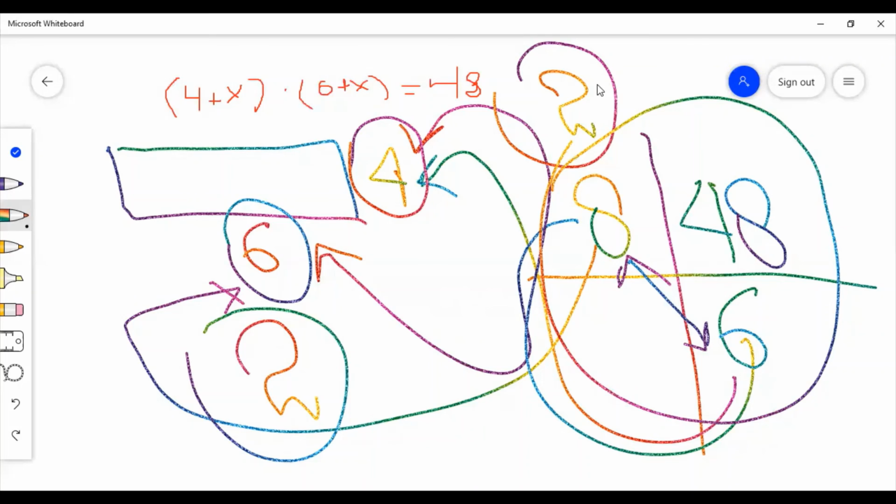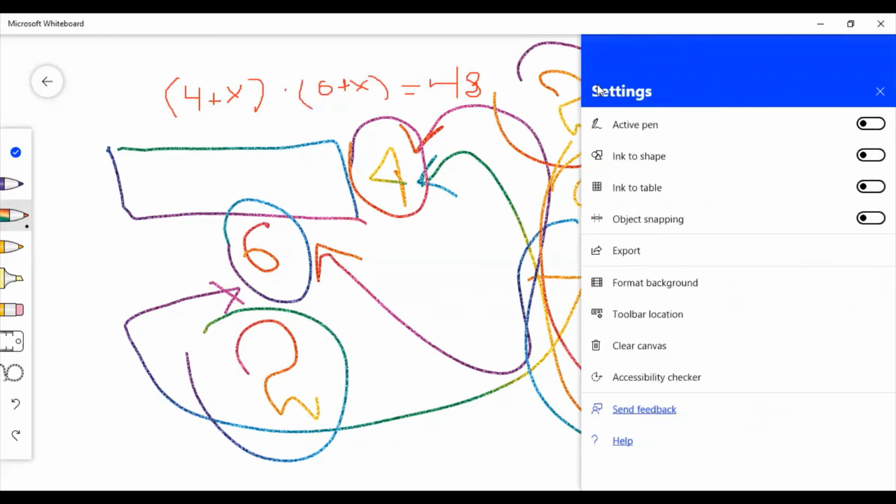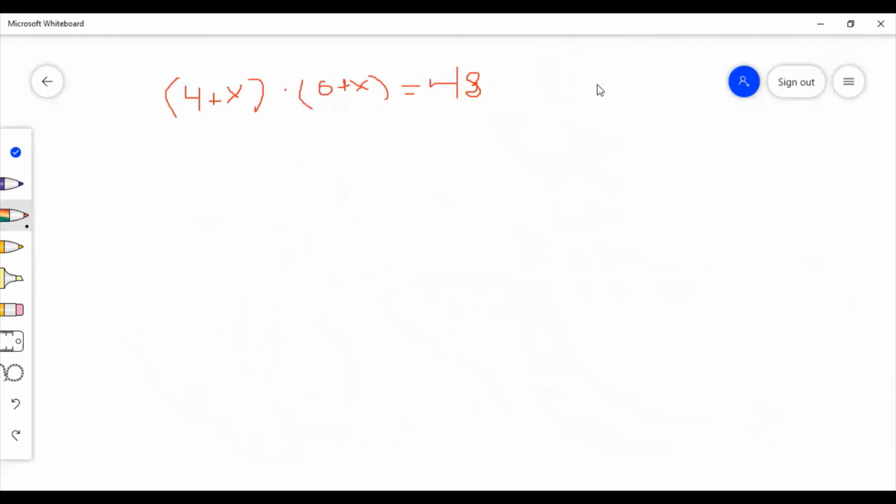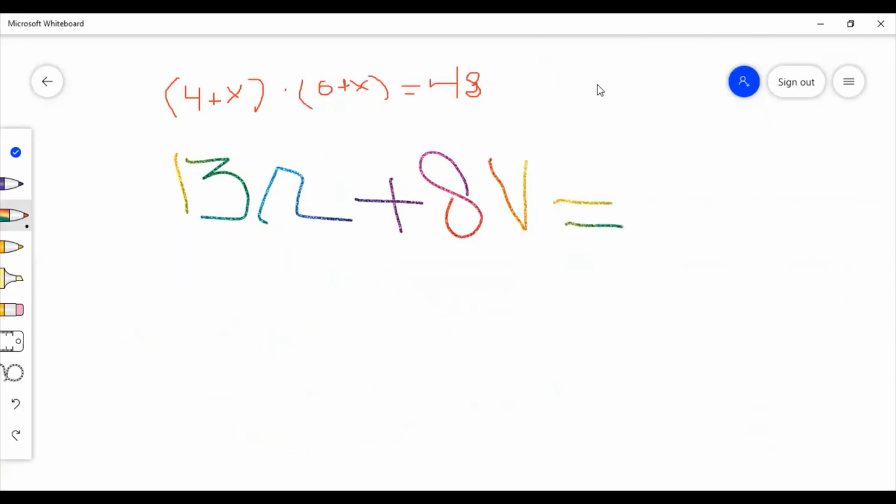And one more thing. Based on the system of equations above, what is the sum of R and V? Okay, one more question, the last question of the day. The first equation is 13R plus 8V equal to 47.